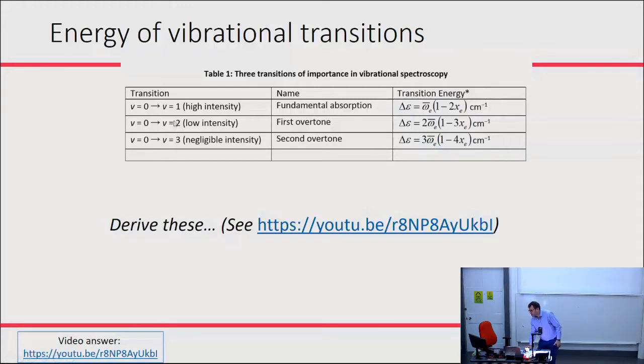Why? Because Boltzmann says pretty much every molecule is in the v equals 0 state. So that means this is going to be the highest intensity transition we see, because it's the most probable transition. Almost all molecules will be in the v equals 0 state, so any transitions that come from that state will be highly probable.